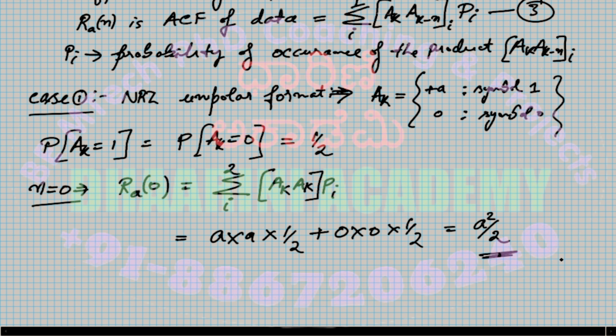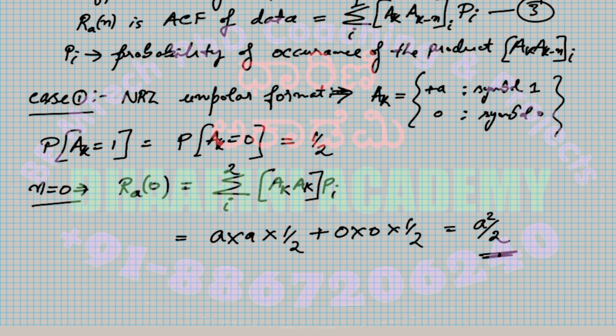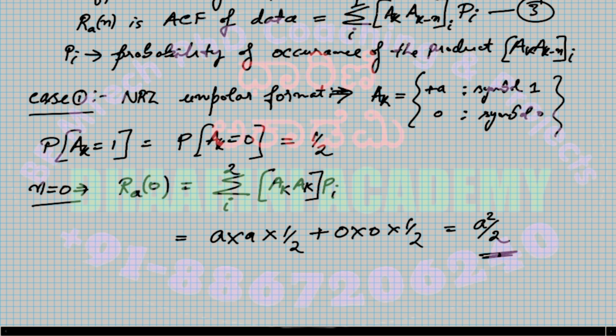Are you okay? Right. Now, I have only two symbols, plus A and 0. In general, it is 1 and 0. If you put any other value of n, say n equal to 1, or any other value of n, I will be getting AK into AK minus 1. Are you okay? AK into AK minus 1 means they can be equal or they can be not equal. So how many combinations do you have in total? How many products: 0, 0, 0, 1, 1, 0, 1, 1. So totally 4 combinations, correct?